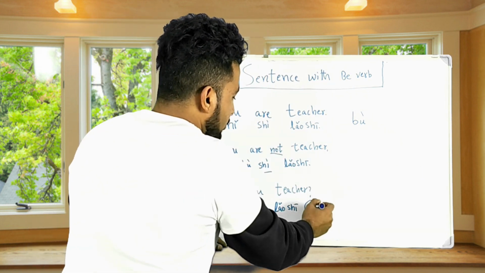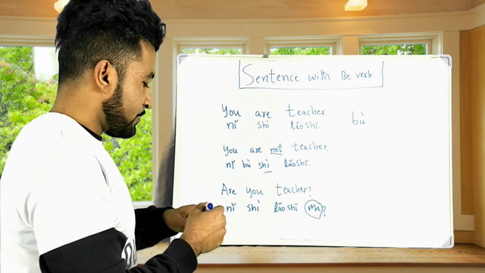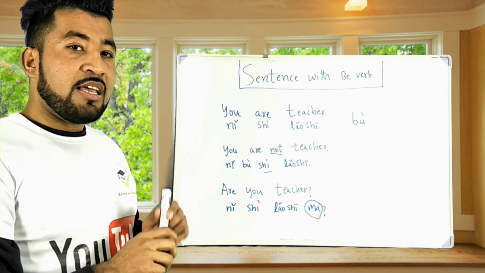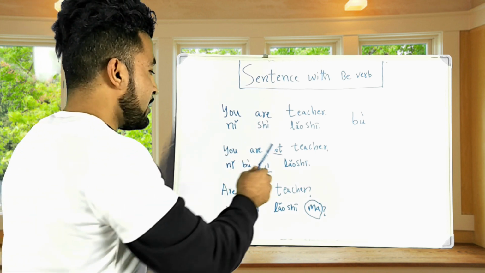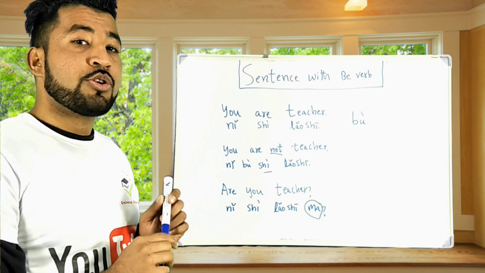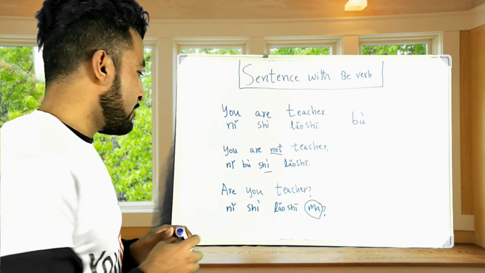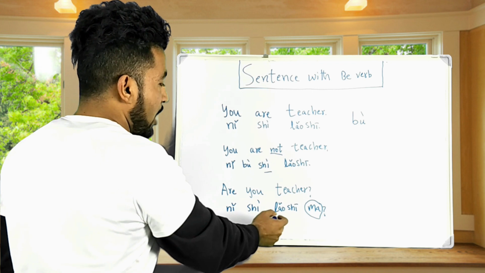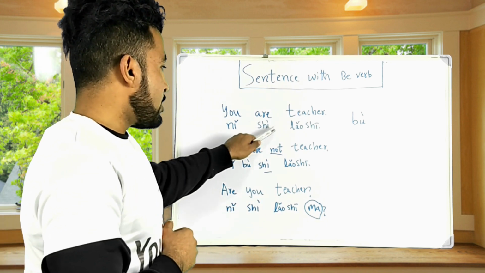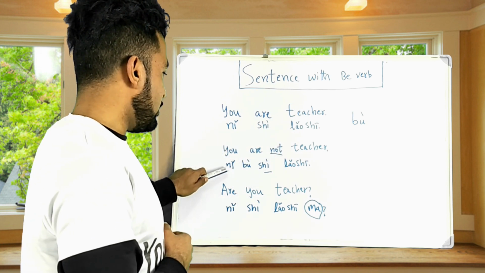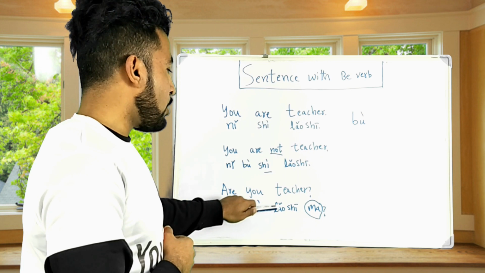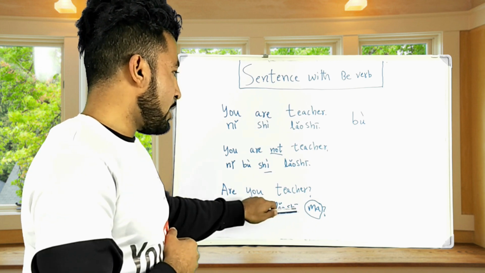Remember, this is the question particle. There is no tone, no first, second, third tone, just like neutral tone. If you see any Chinese sentence with the ma word at the end, you should understand that this is a question sentence, an interrogative sentence. 你是老师吗? 你是老师. 你不是老师. 你是老师吗?